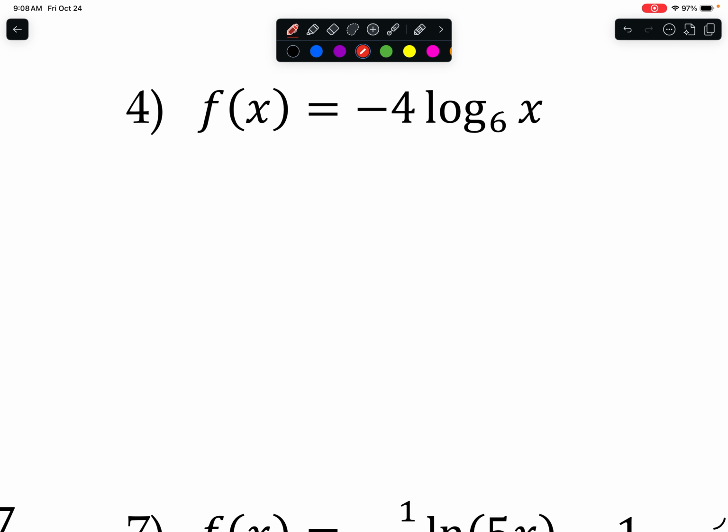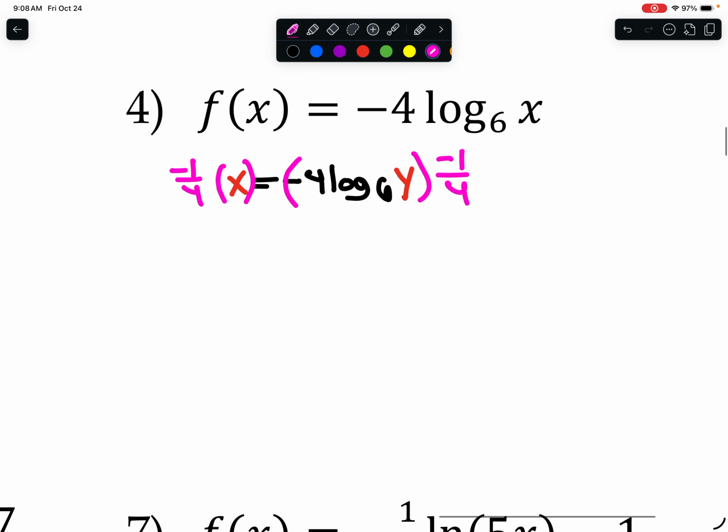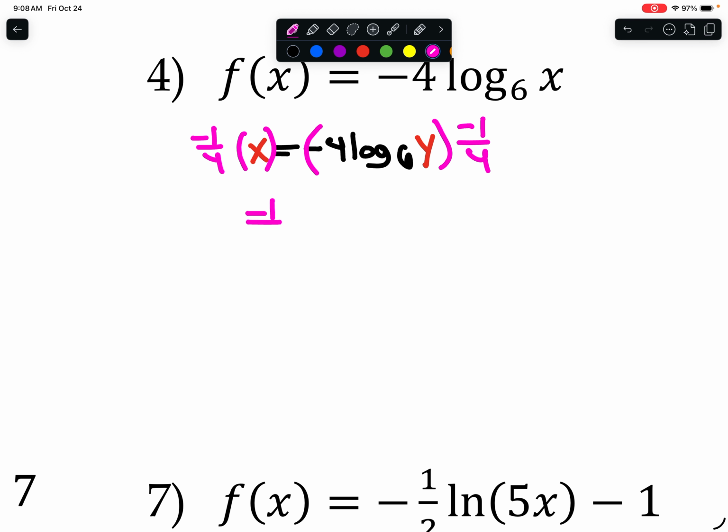Same idea. So I'm going to change this and do x equals negative 4 times log base 6 of y. First thing I want to do is, remember, we're trying to isolate the logarithmic value. Then we can convert. So I need to get rid of this negative 4 out the front. I'm going to multiply both sides by a negative 1/4, or you could divide both sides by negative 4, however you want to write it. Personally, I prefer the fractions, but that's just me. So this is going to give me negative 1/4 x equals log base 6 of y.